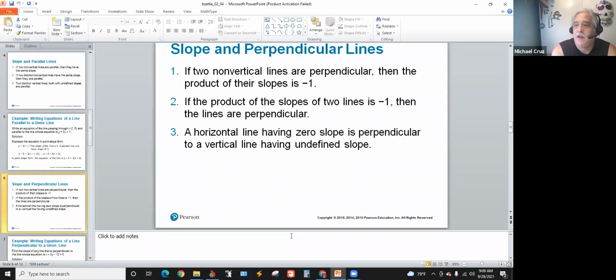So perpendicular lines have slopes whose product is -1. What that essentially means is if you take the slope of a line and the slope of its perpendicular line and multiply them, you will get a product of -1. All right, so let's see what that means.